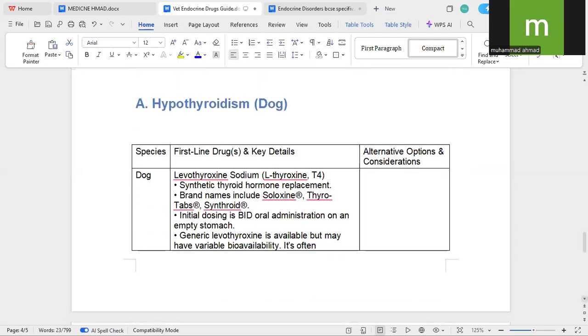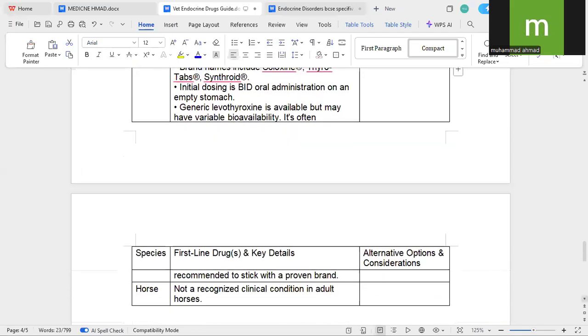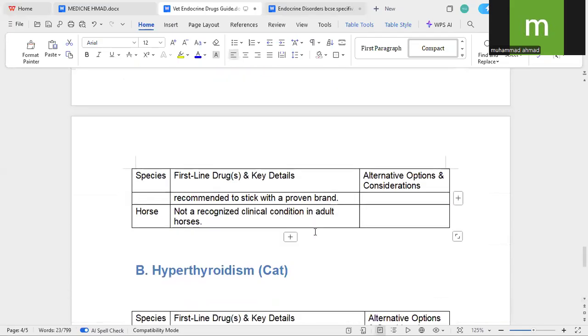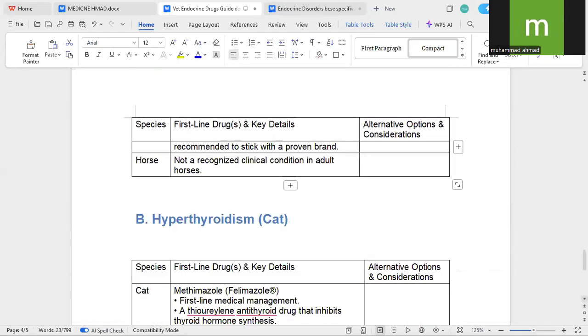And in dog, hypothyroidism is a condition of dogs. We go for levothyroxine. You have to remember the name. And in a horse, it is not a recognized clinical condition in adult horses. So this is not important here.